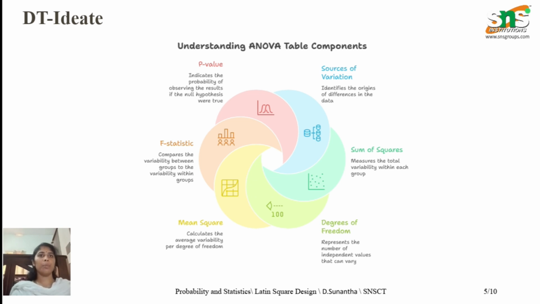Next is ideate, in which the treatments are arranged in a square matrix. Each treatment appears once in each row, and each treatment appears once in each column. So row 1 will be A B C D, and row 2 B C D A. Row 3 will be C D A B and row 4 D A B C. This is arranged in such a way that each factor appears only once, both row-wise and column-wise. This arrangement ensures that row and column variations are both balanced. This is the core strength of the LSD method.